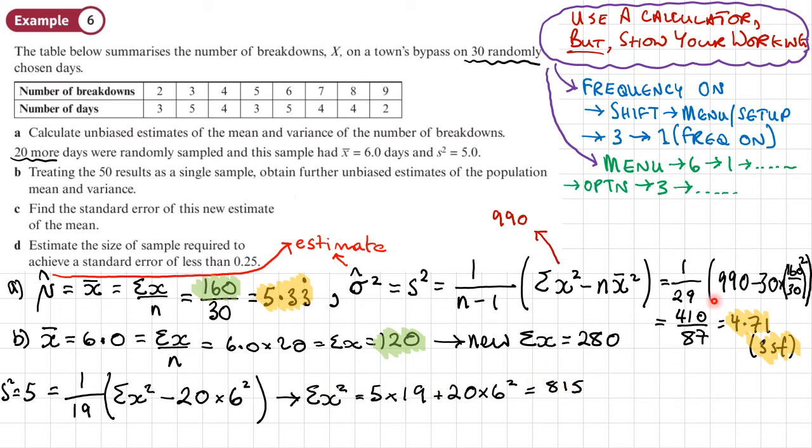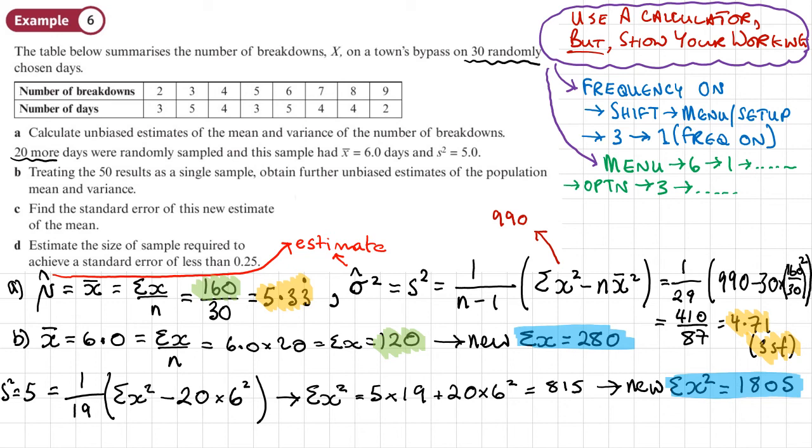The sum of X squared for the 30 days is 990. So my new sum of X squared for all 50 days, let's spell new right, is going to be 815 plus 990, and that gives us 1805. And it's these values that I can now use to work out the unbiased estimates for the mean and the variance for a sample of 50 days rather than 30.